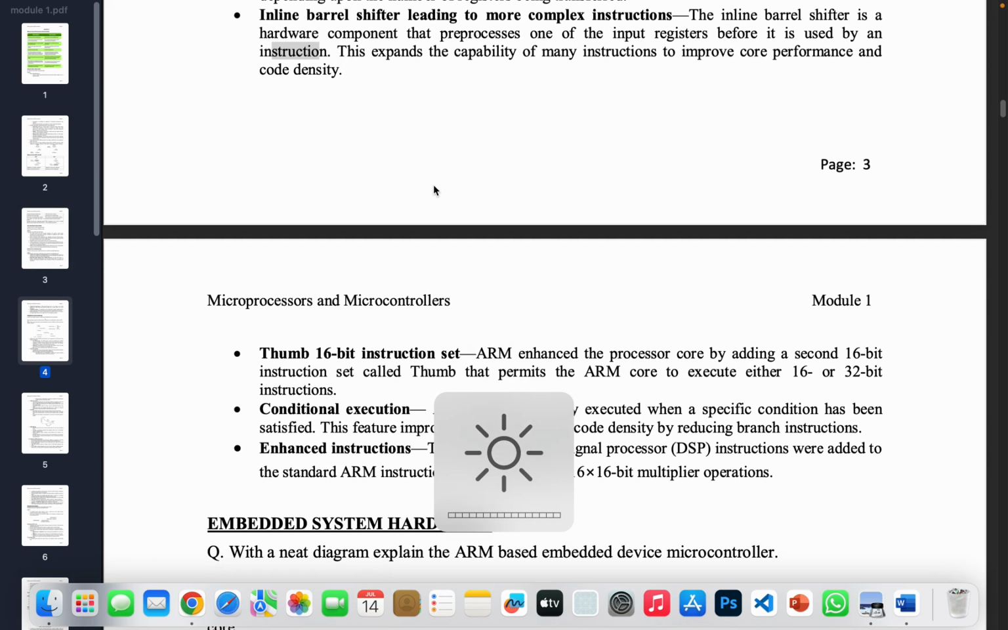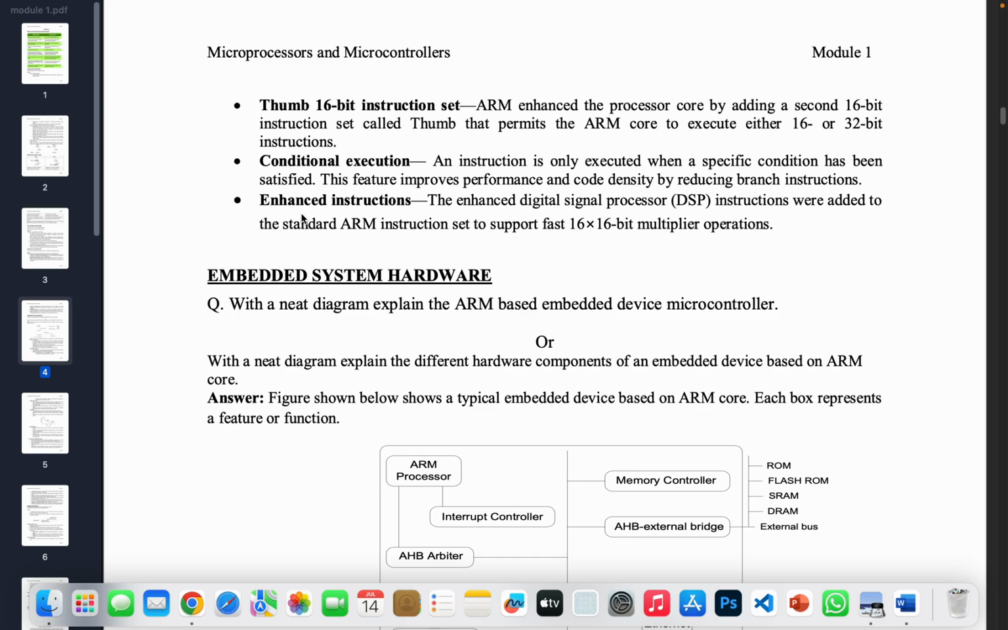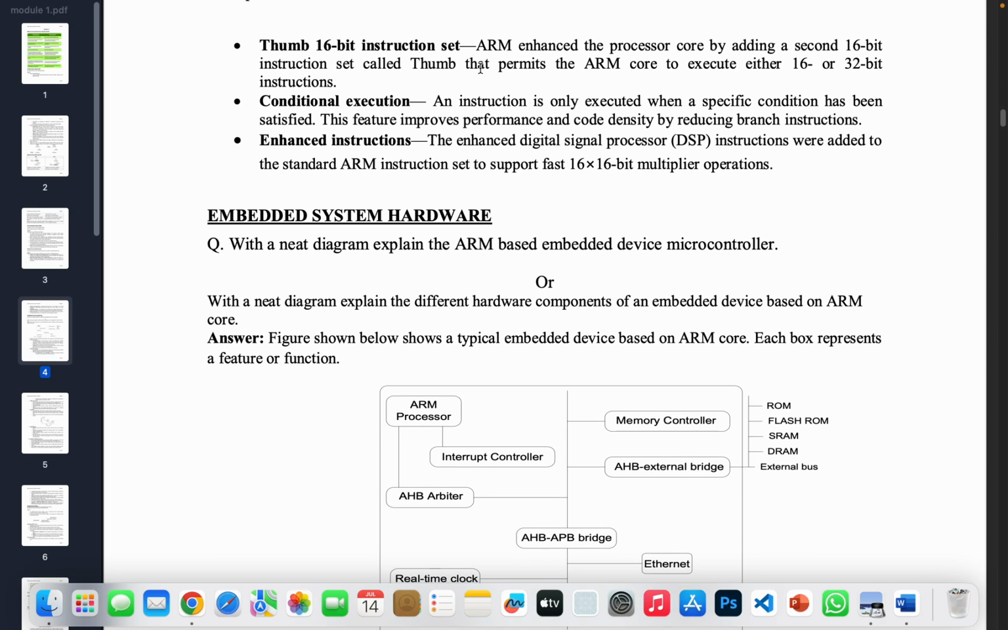Then go to the third one, the Thumb 16-bit instruction set. The ARM enhanced processor core by adding a second 16-bit instruction set called Thumb that permits the ARM core to execute either 16-bit or 32-bit instructions. Then the fifth one is conditional execution. An instruction only executes when a specific condition has been satisfied. This improves performance and code density by reducing branch instructions.